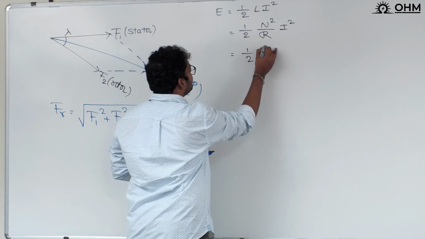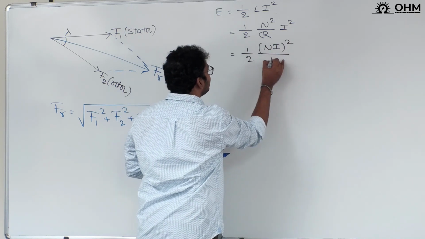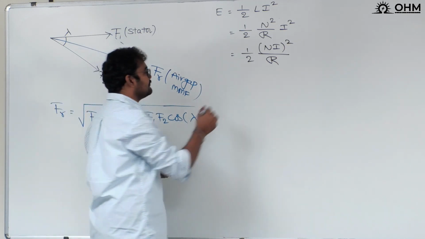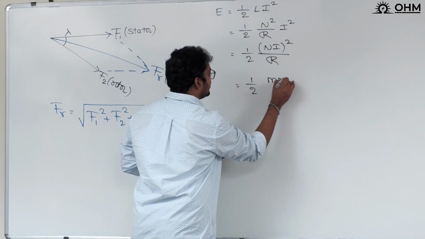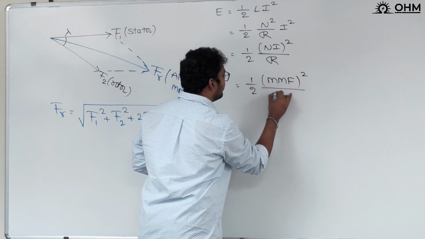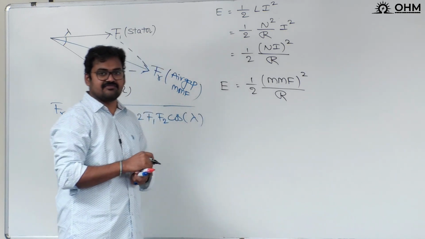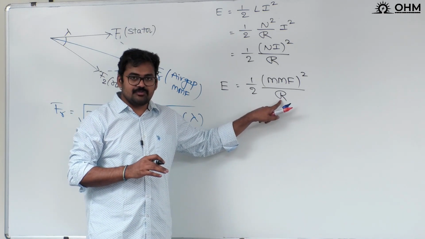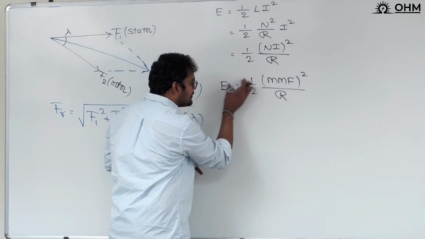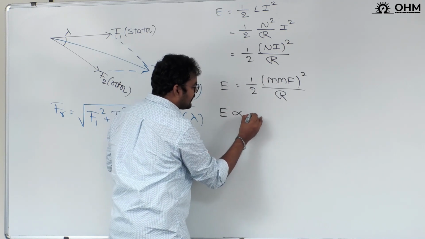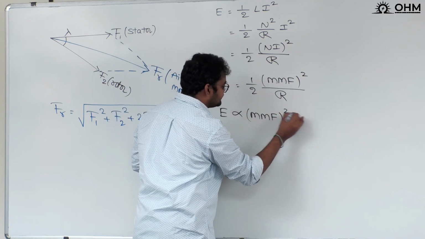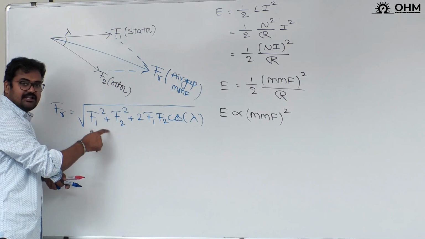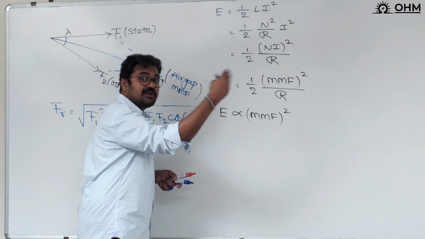Therefore, I can write half into, if you look at the numerator, Ni square by R. What is meant by Ni? That is nothing but MMF, especially the resultant MMF. So this is half into resultant MMF square by reluctance. This is the energy stored in a magnetic field. But once the construction of the machine is completed, reluctance is going to be a constant value. If I include all the constants in proportionality, then the energy stored will be proportional to MMF square.